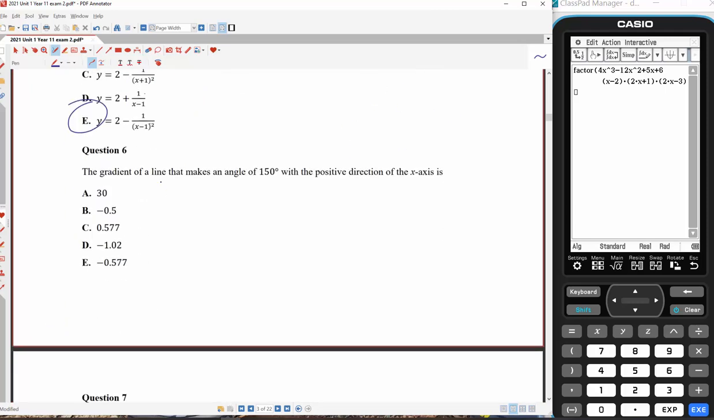The gradient of a line that makes an angle of 150 degrees with the positive direction of the x-axis is, okay, so this is roughly 150, or that's 30 degrees there. So what we're looking for is the gradient, so it's going to be negative, so that's gone, so it's one of those. And the best way to do this is probably run m equals tan theta, using that formula there.